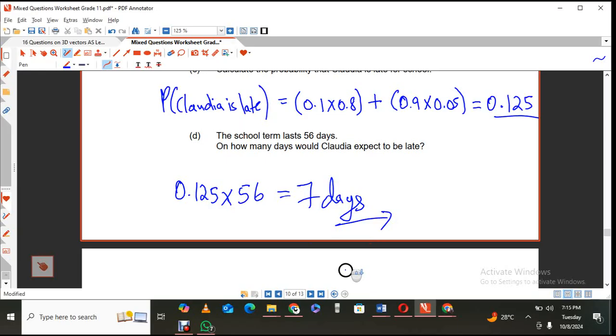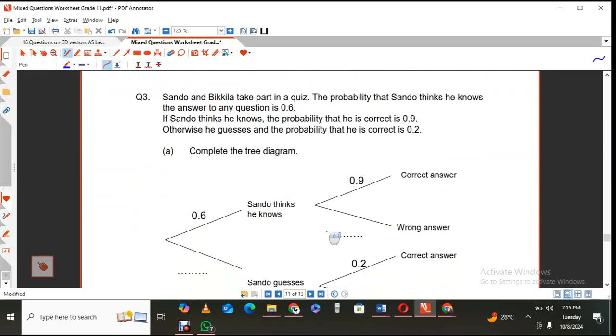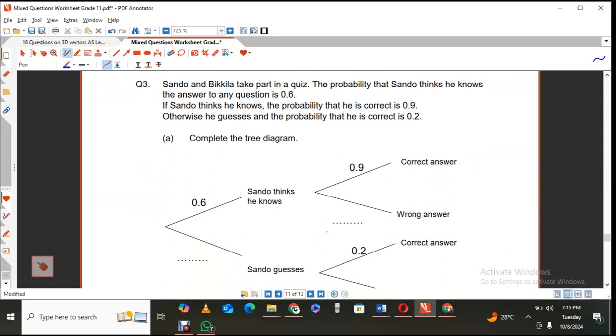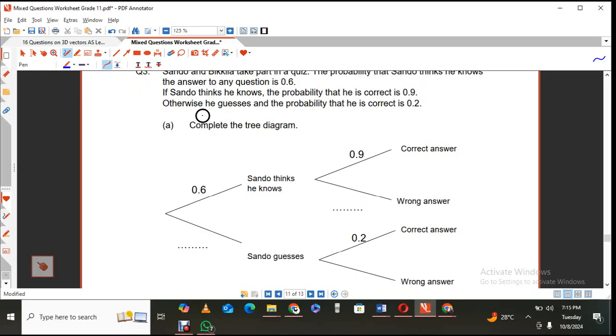All right, there's a third question. Sando and Bikila take part in a quiz. The probability that Sando thinks he knows the answer to any question is 0.6, as you can see. If Sando knows or thinks he knows, the probability that he is correct is 0.9. So this is going to be 0.1. If that is 0.6, this one will be 0.4. So 1 minus that, okay?